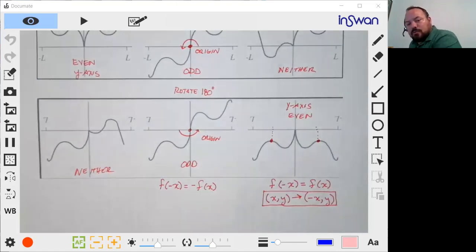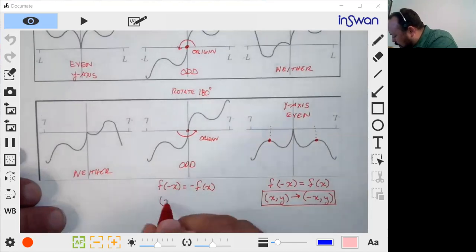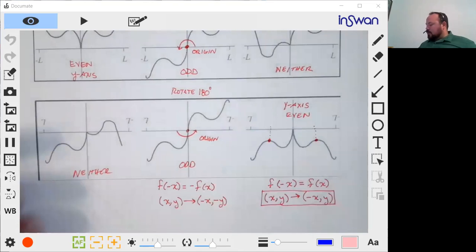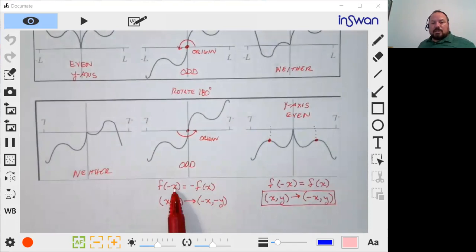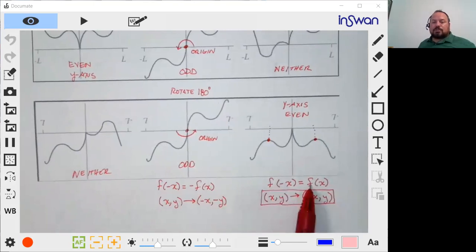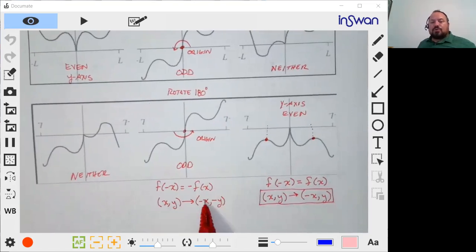Okay, and for the origin or for the odd symmetry, if I have an x, y point and I substitute in negative x, then my output will be negative y. And really that's what this is saying. If I input negative x, my output is negative y. If I input negative x, my output doesn't change. So here's input, here's output, change the input, output stays the same. Here's input, here's output, change the input, output changes.